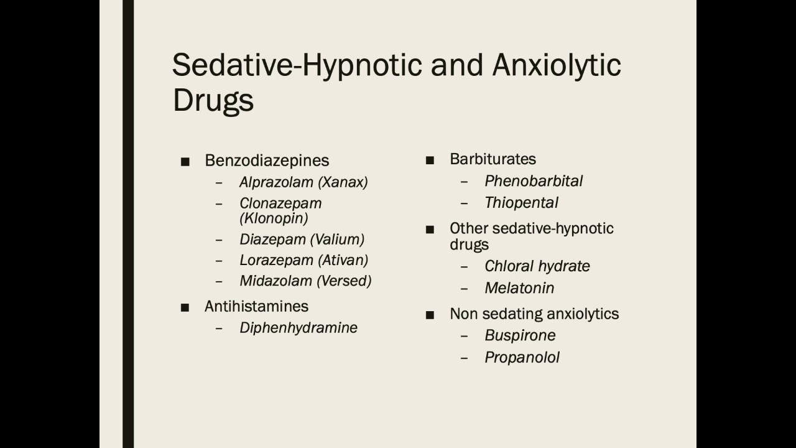So if our benzos aren't working, those are usually our first line. If those aren't working, we can go to our barbiturates. So instead of going through the front door, we're going through the back door. So same end effect, just in a different area there with GABA. We talked about those antihistamines, the ones that cross the blood-brain barrier, like diphenhydramine or Benadryl.